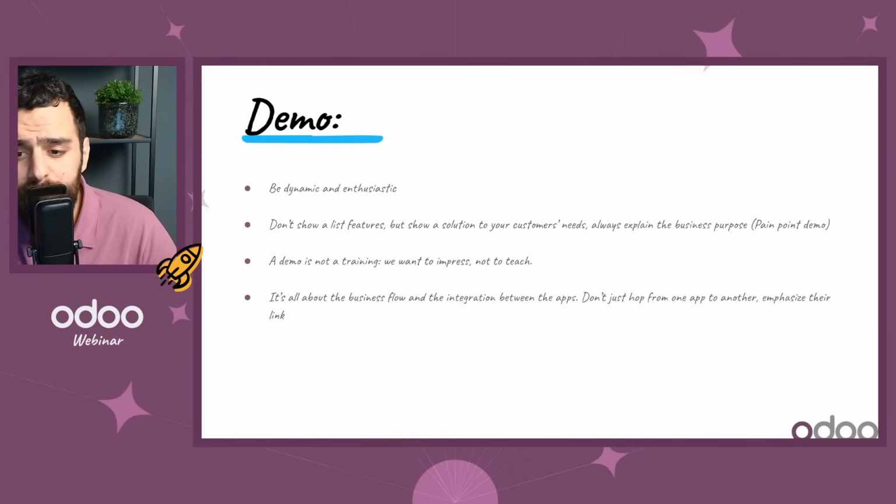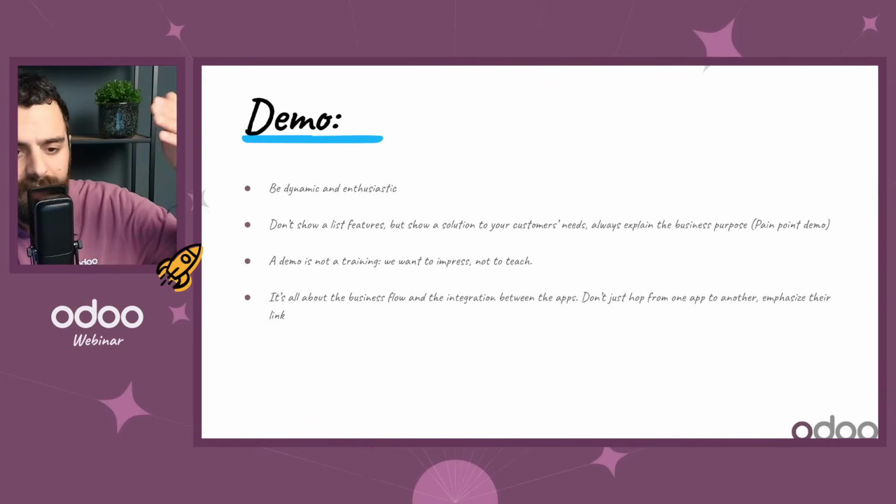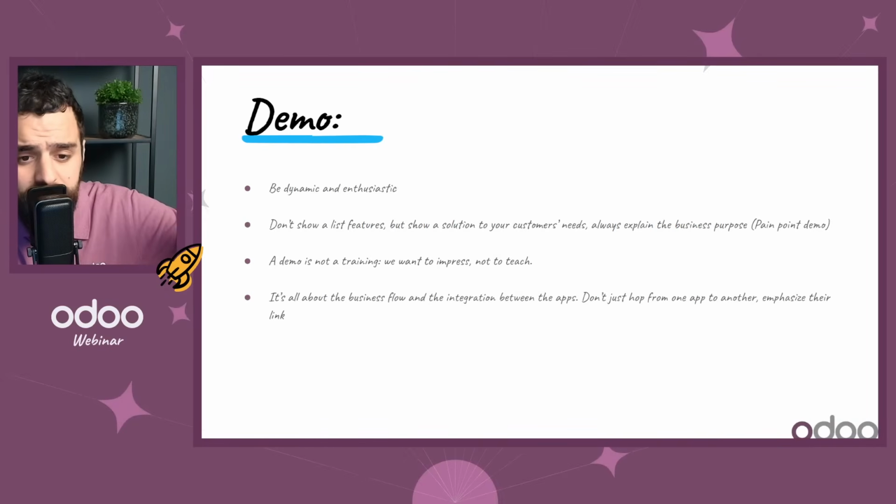So don't just hop from one app to another. Don't do all of these fast things, all of the Ctrl, Alt shortcuts that you can do. Make sure that you show everything to the customer one step at a time, one application at a time, showing them the whole sales cycle. For example, I show them how I create a lead in the CRM, how I send the quotation from the CRM, how it's going to affect my delivery and my accounts, everything going through just one workflow.